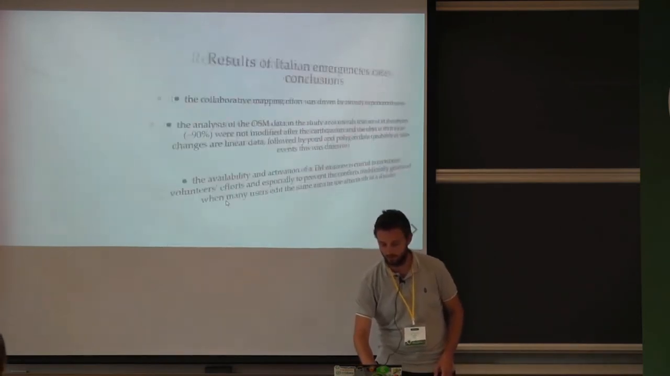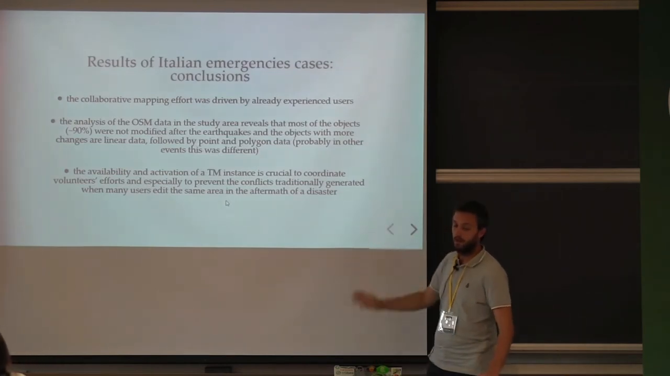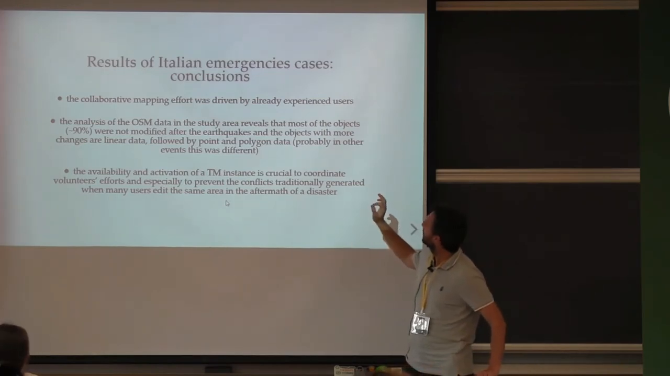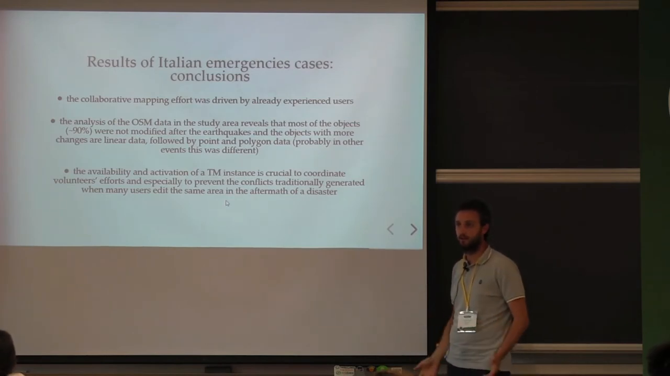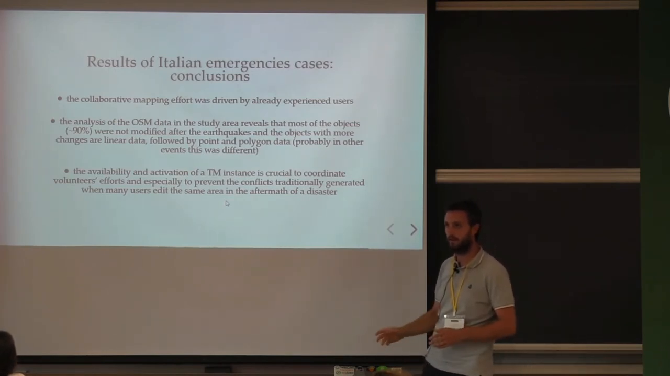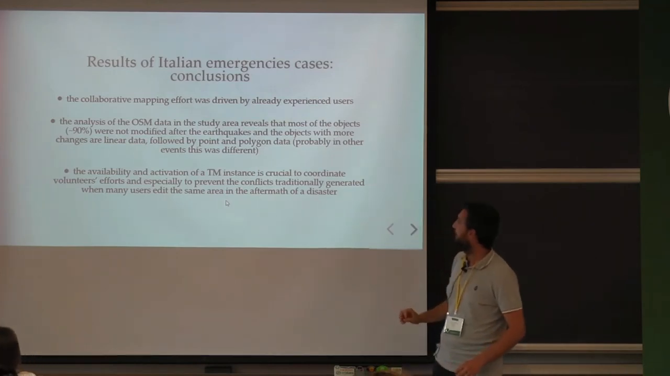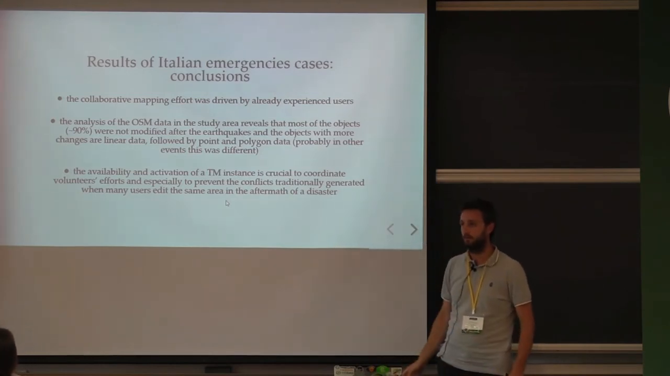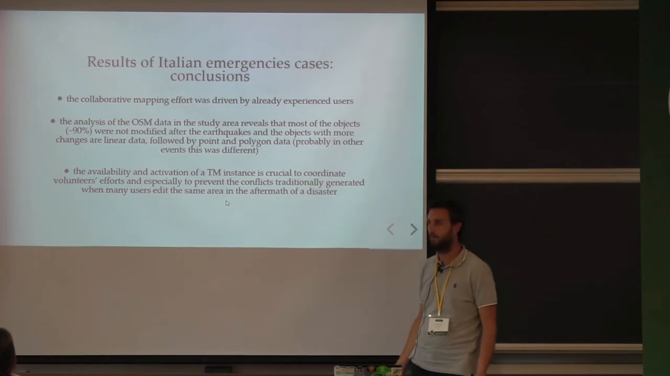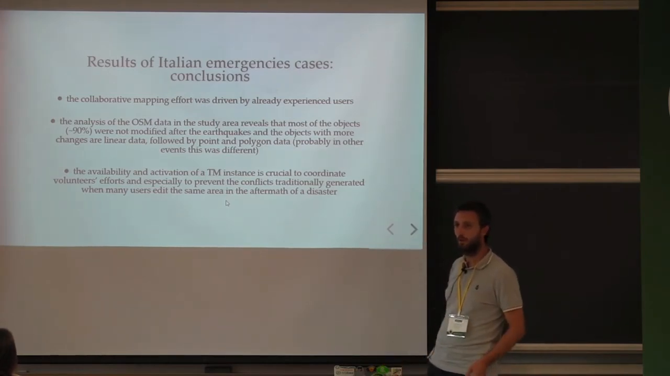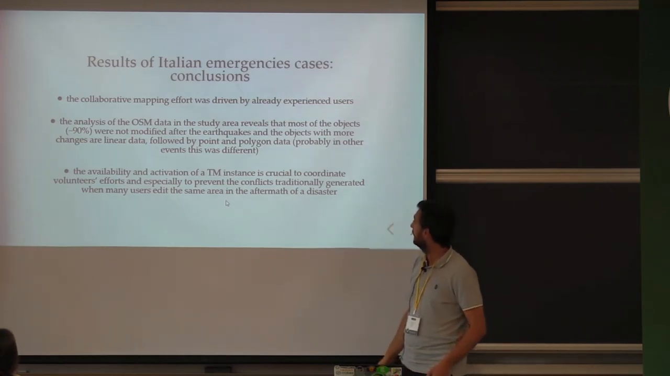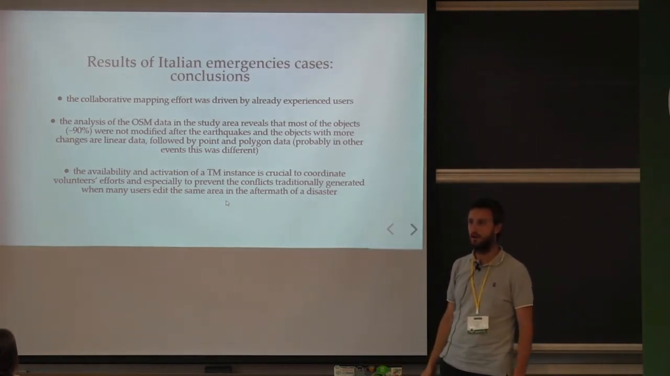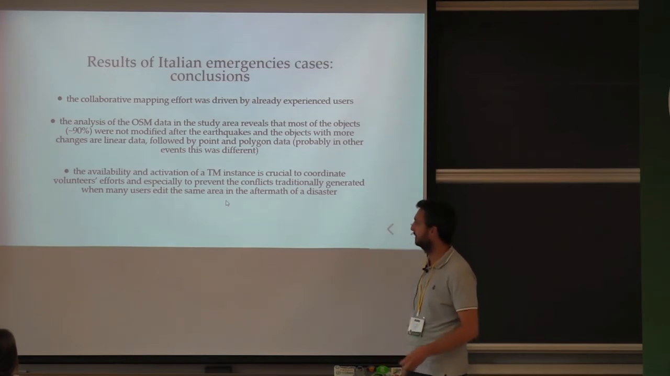So what I want to show you, okay, sorry, before that there are some results. In this case, it's the last slide, so it's perfect. The color mapping was done by experienced users, at least in our case. We will see that in other cases there are different patterns. In our case, again, most of the objects were not modified. This is really strange because from my point of view, a lot of data was probably old and should be modified. And of course, the Tasking Manager, the TM, is crucial to avoid this problem with duplicates and conflicts.